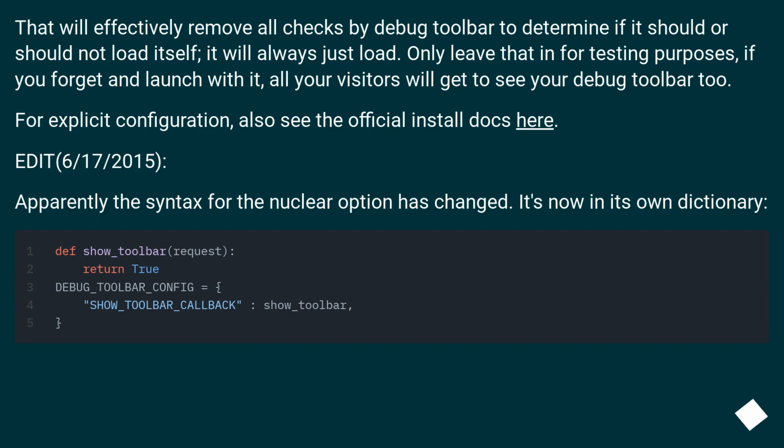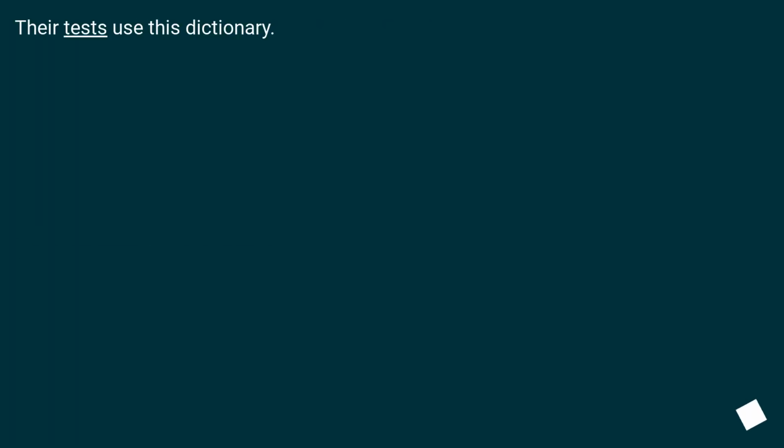For explicit configuration, also see the official install docs here. Edit, the 17th of June 2015: apparently the syntax for the nuclear option has changed. It's now in its own dictionary. Their tests use this dictionary.